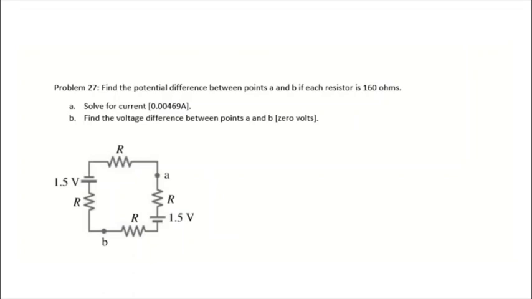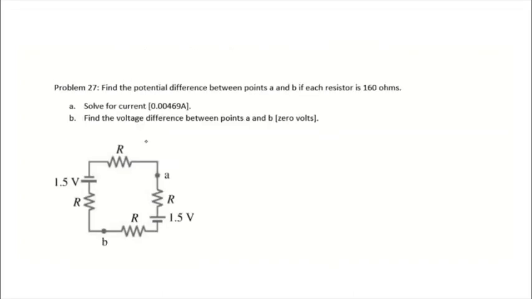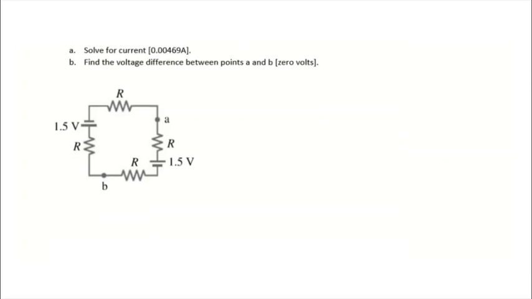In this next problem, we're also going to be using the loop rule, which says the sum of the voltages is equal to 0 to determine the current and then also the voltage difference between points A and B. So first we're going to set up the loop rule. And I think the best way to do that is to pick where we're going to start. So let's say point A. And we're going to go around in a counterclockwise direction.